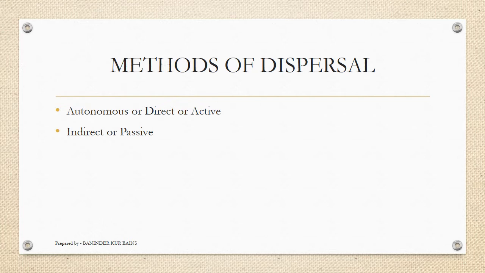So there are basically two methods by which the dispersal occurs. The first one is autonomous, also called direct or active methods, and then indirect methods or passive methods. The autonomous means that the pathogen is directly transmitted to the host, and in indirect or passive methods there are certain vectors which carry the disease causing pathogens.